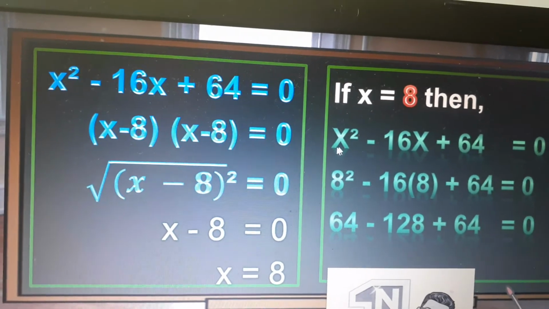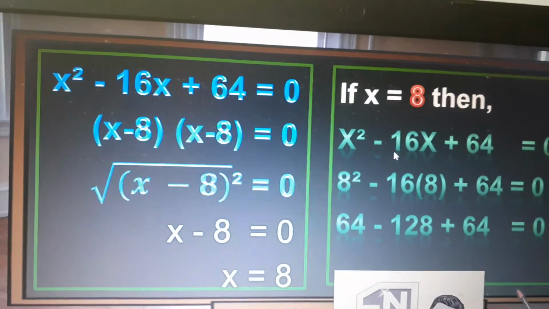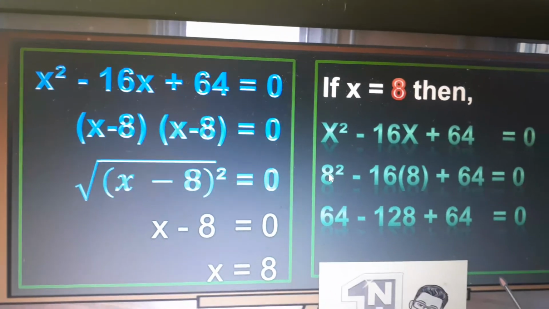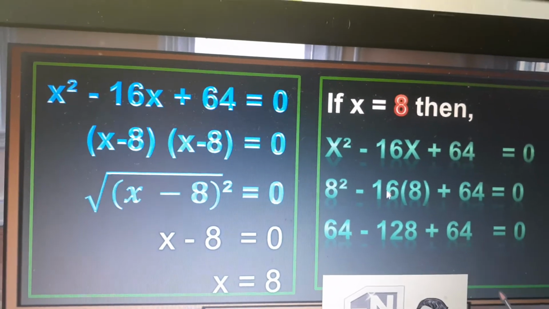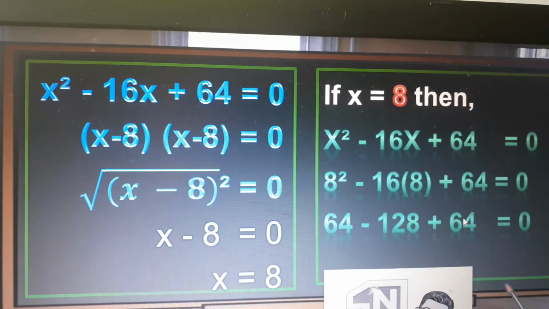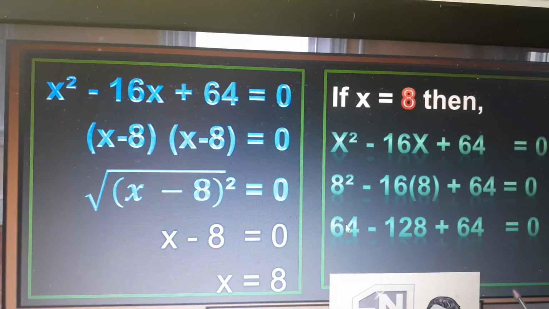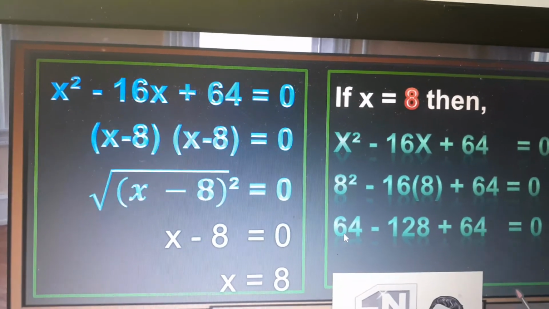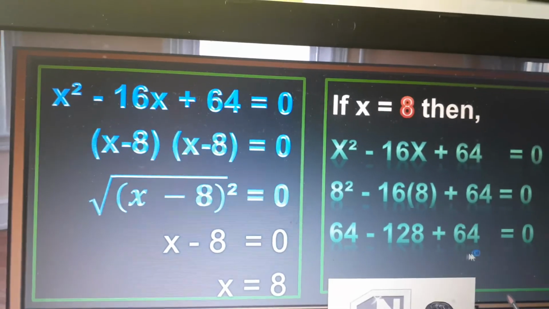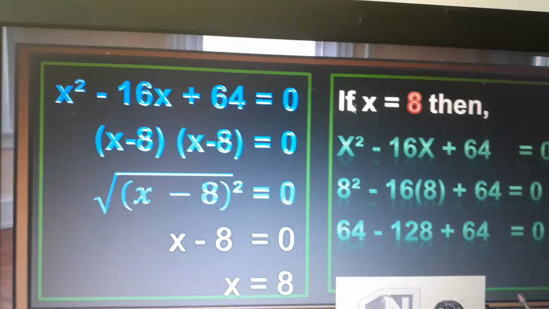So, lahat ng may x, papalitan natin ng 8. Huwag mo lamang babalikan ang x mo. Mas mahirap yun. So, we have now 8 times 8, that is equal to 64. 16 times 8, that is equal to negative 128. Drop down 64, drop down 0. Combine like terms. Pagsamahin daw natin yung magkaparehas na sign. 64 plus 64 is 128. Minus 128, and therefore this will become 0 equals 0. Ang ibig sabihin nun, tama po ang ating sagot.